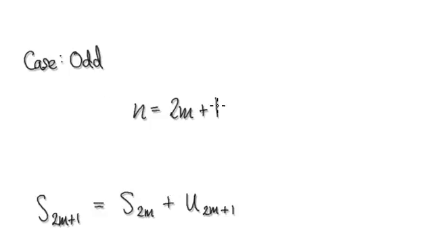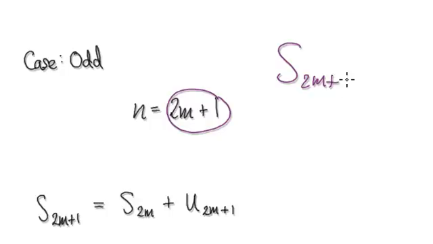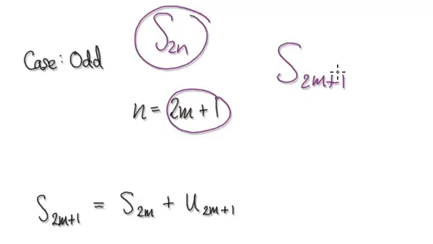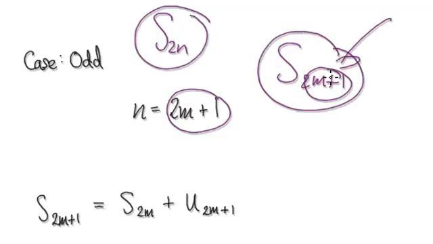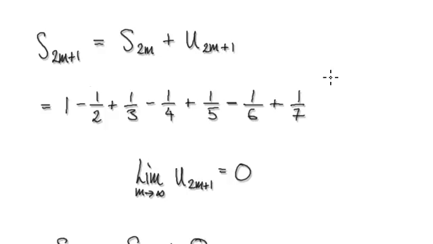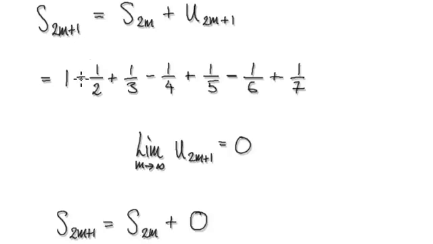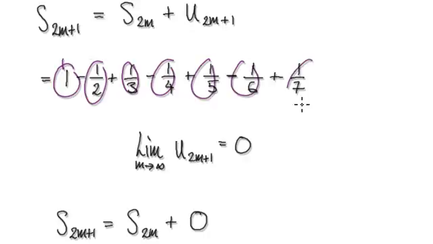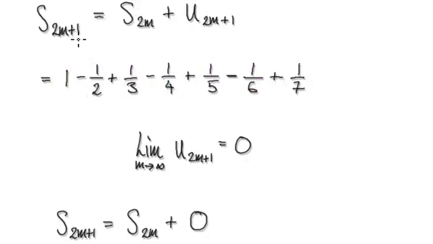So an odd number of terms, we would use this to communicate an odd number of terms. This here would be us communicating an even number of terms. This is us communicating an odd number of terms. So for an odd number of terms, if you look at this, this is an odd amount here: 1, 2, 3, 4, 5, 6, 7. An odd number of terms.